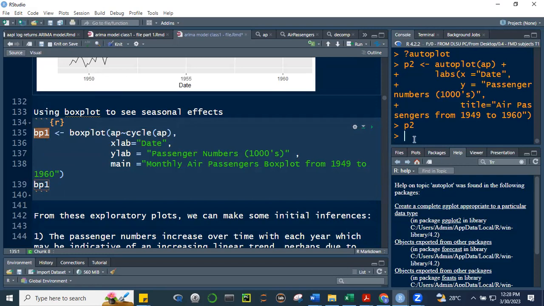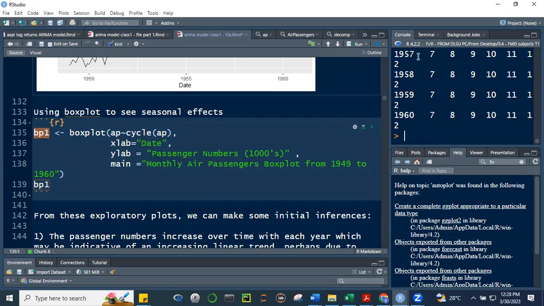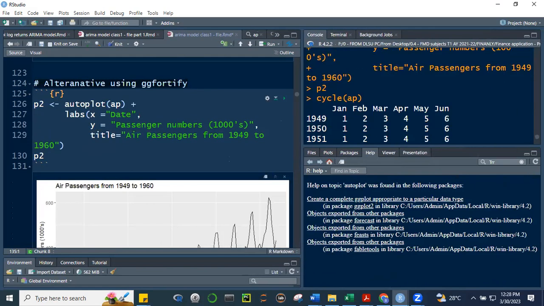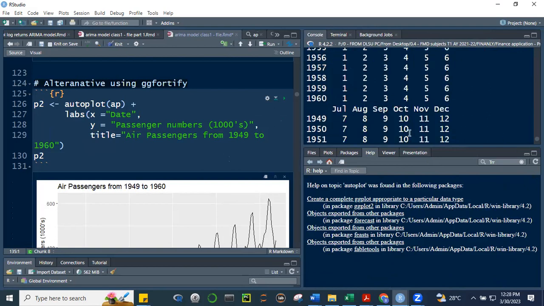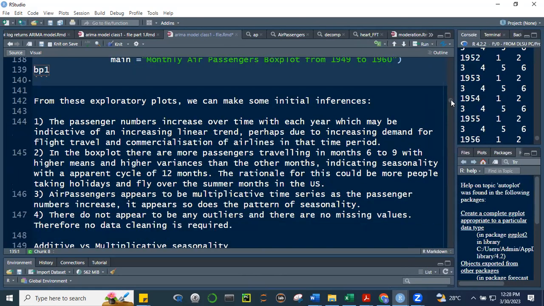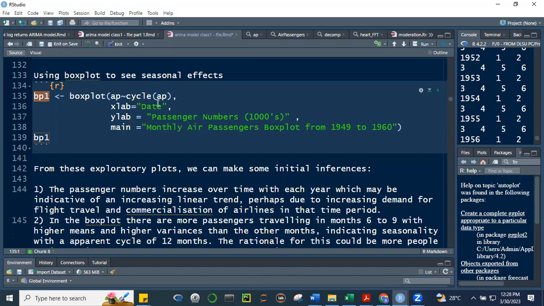Okay, ano ba yung cycle ni AP? Tingnan natin. Let's get the cycle of AP. All right, and then we can see here that ang cycle ni AP is monthly siya, no? It's monthly data from 1949 to 1960. Okay, so ang sinasabi dito, cycle AP, ibig sabihin, ang i-box plot niya per month, no? So lahat ng January, lahat ng February, etc.